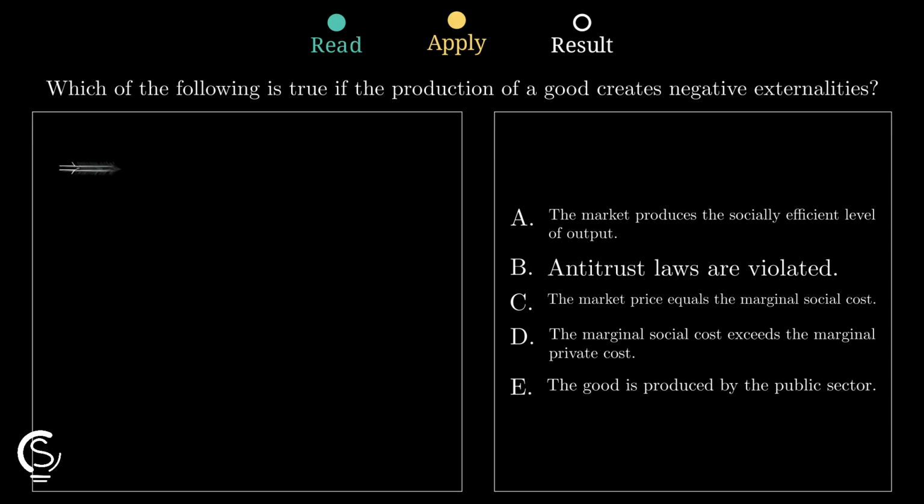Next, we calculate the marginal social cost by adding that external cost to the marginal private cost. Since the external cost is positive, the social cost must be the higher value.